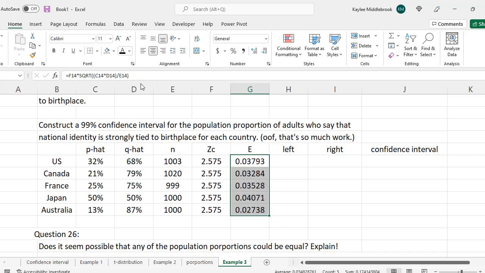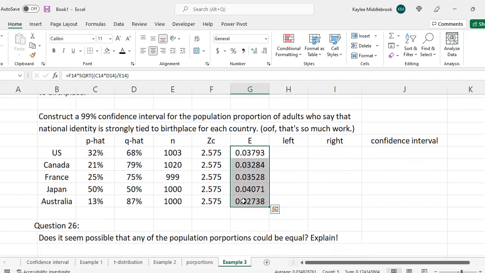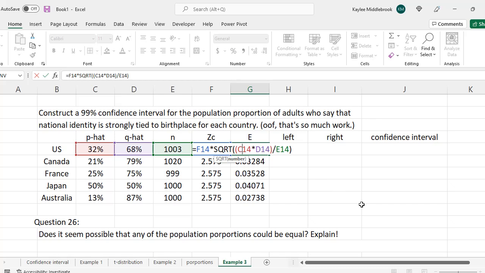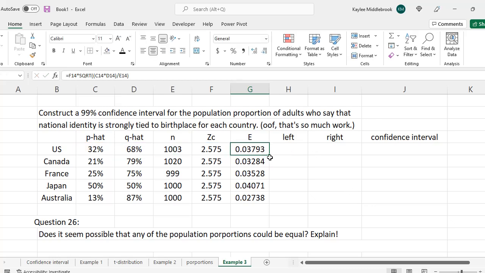We're going to go ahead and do the equation that we had previously, where we have our critical value and multiply that by the square root of p hat times q hat divided by n. Again, to calculate that for all of the countries, I just went ahead and dragged and dropped those values. There's no need to add any permanent cell references because all of the cell references are shifting with each equation, so we're all good to go.